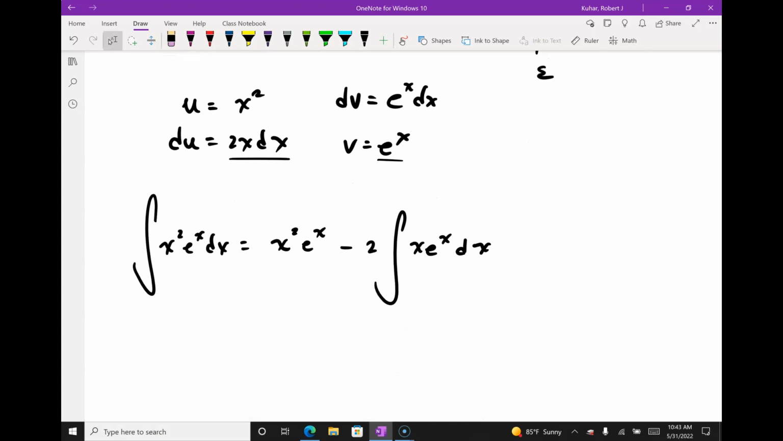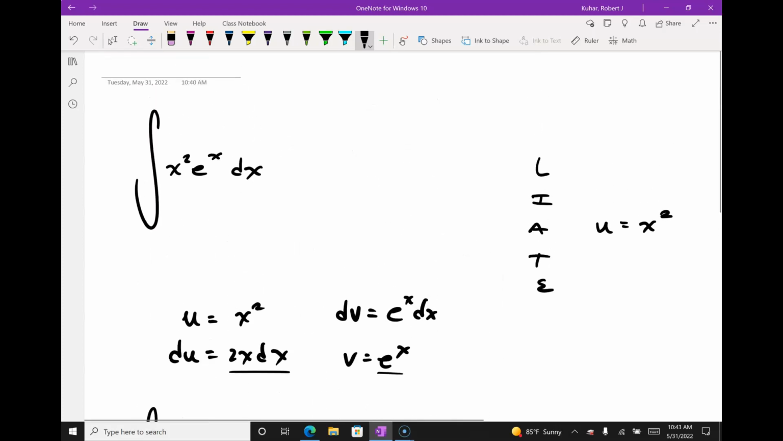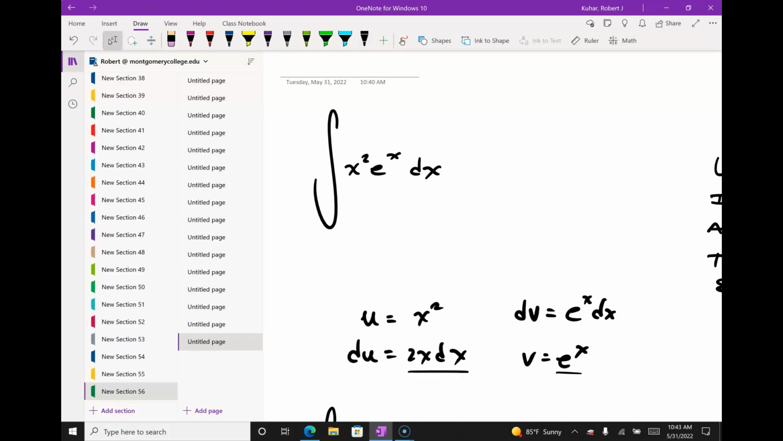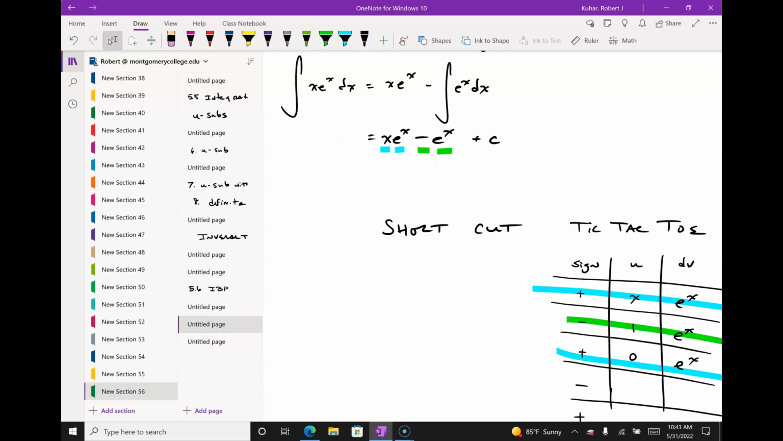Well, can I cheat? Didn't I do this one already? Didn't I do x e to the x already? Yeah, so I got x squared e to the x minus 2 times x e to the x, minus e to the x.